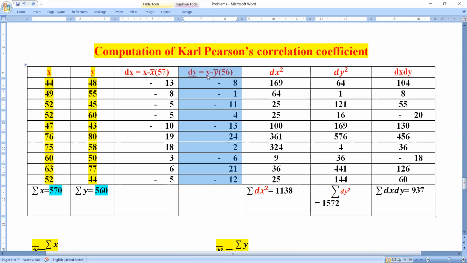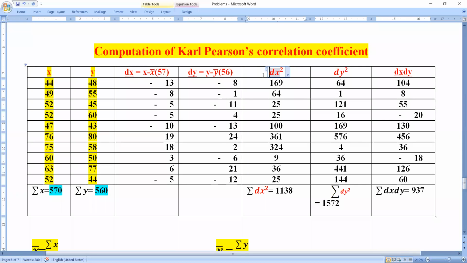55 minus 56 is minus 1, 45 minus 56 is minus 11, 60 minus 56 is 4, 43 minus 56 is minus 13, 80 minus 56 is 24, 58 minus 56 is 2, 50 minus 56 is minus 6, and 77 minus 56 is 21, and 44 minus 56 is minus 12. So these are what we call the dy values.